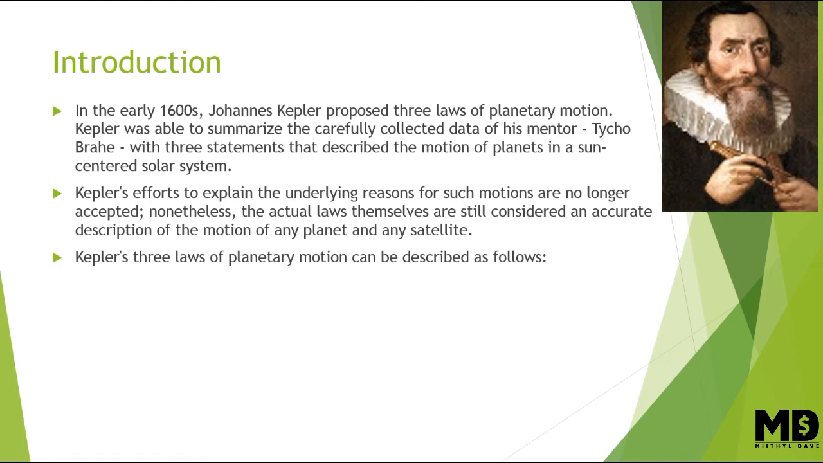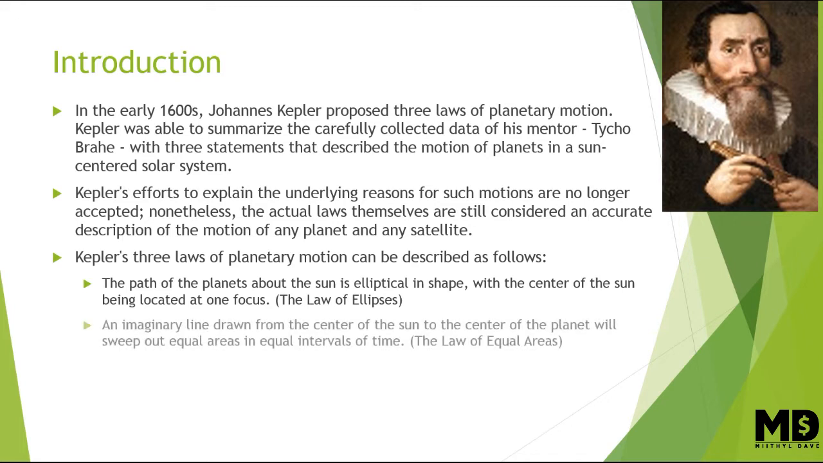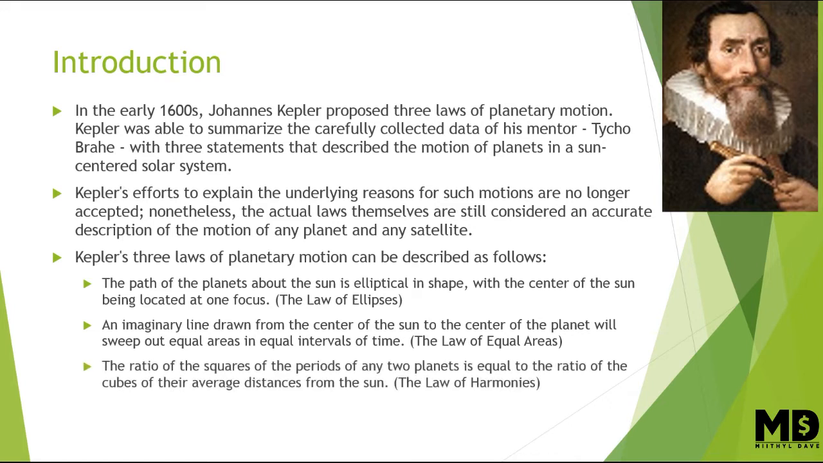Kepler's three laws of planetary motion can be described as follows. The path of a planet about the sun is elliptical in shape, with the center of the sun being located at one of the foci, which is also known as the law of ellipses. The imaginary line drawn from the center of the sun to the center of the planet will sweep out equal areas in equal intervals of time, which is known as the law of equal areas. The ratio of the squares of the periods of any two planets is equal to the ratio of the cubes of their average distances from the sun, which is known as the law of harmonics.